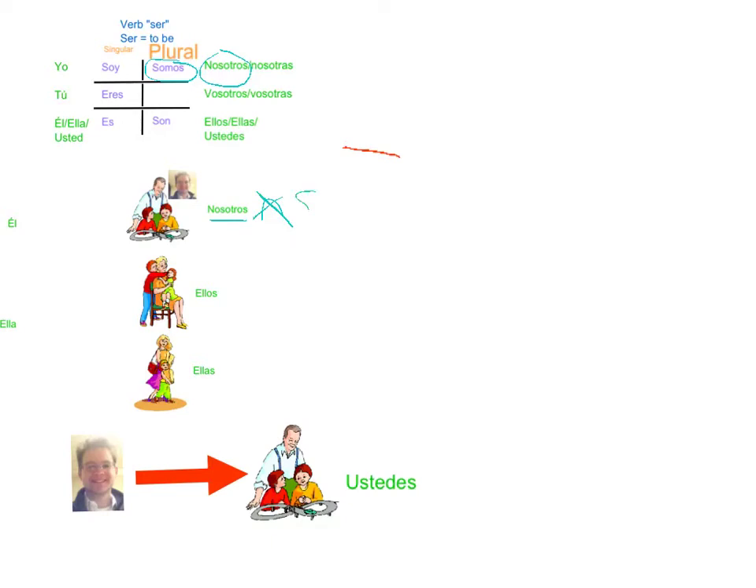I'm going to cross that out. Nosotros somos. We are. Ellos, because it's a group of mixed, meaning guys and girls, so we find ellos. We match it up with our verb form, ellos son. And finally, in our bottom one here, we see ellas, a group of girls. We find that again up here, and we match that up with our correct verb form, ellas son.